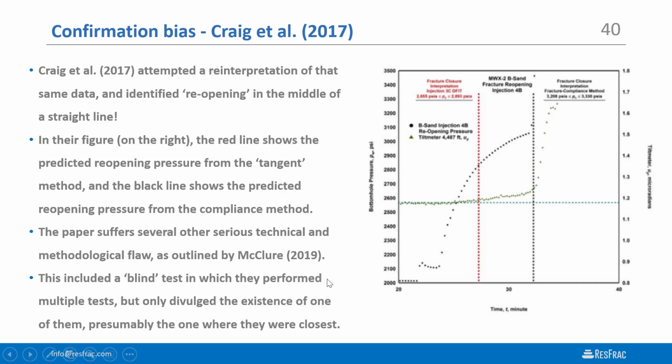Another problem with this paper is they claim to have done a blind test to laboratory data and claimed that they were able to correctly predict SH-min, but it turns out that in fact they did multiple blind tests to different laboratory experiments, and they only divulged the existence of one of those laboratory tests. So that again should underline the technical and methodological problems that underlie some of the claims that are made around the tangent method.